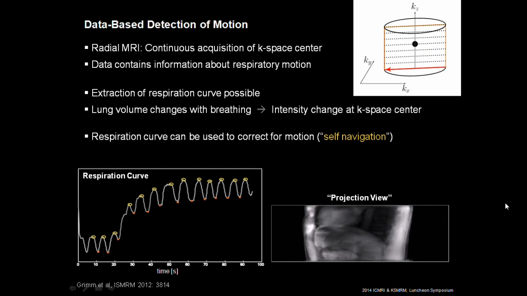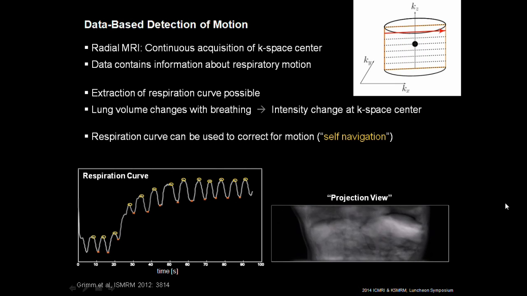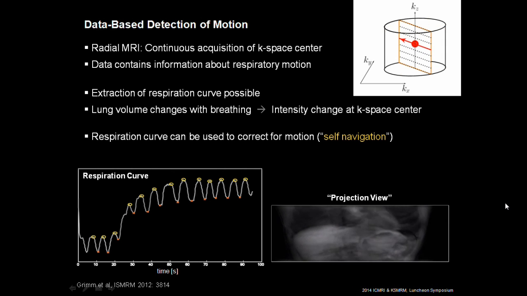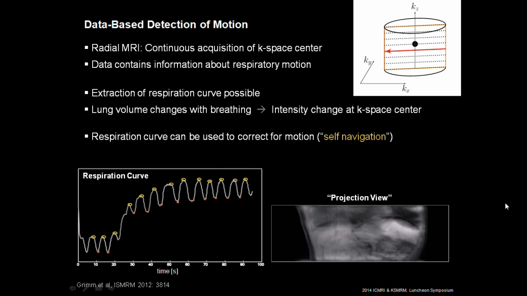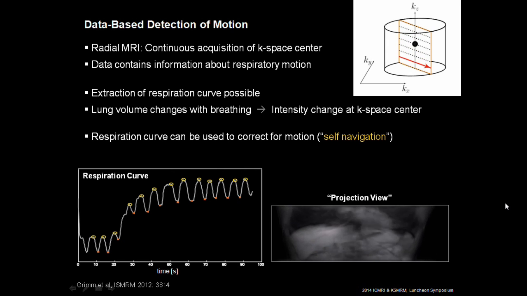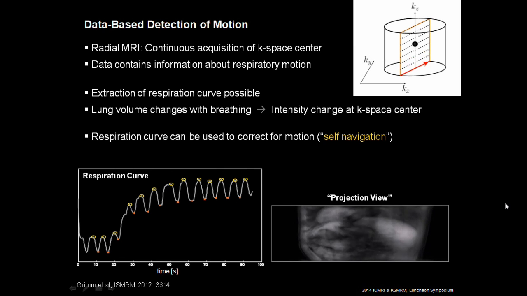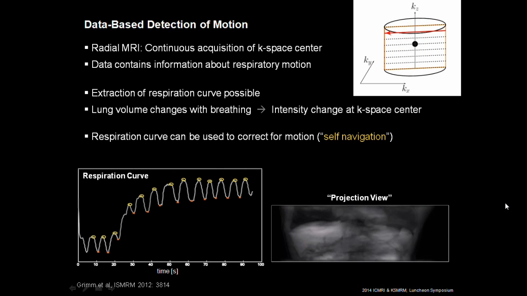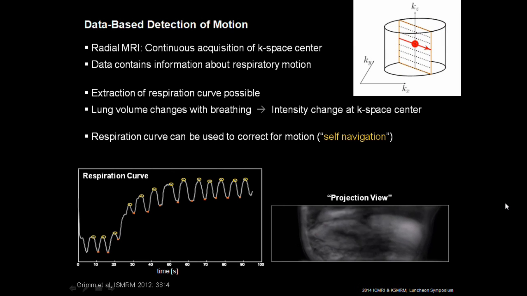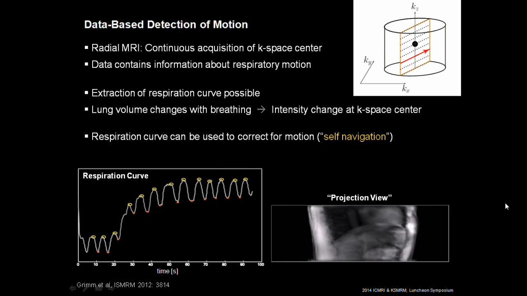And it's also possible to extract a respiration curve from this data. And this is simply possible by plotting the K-space signal intensity whenever we go through the center of K-space. So basically, if we plot the signal intensity whenever we hit this red dot, which you can see in this figure on the top side, we get such a respiration curve, which you can see on the left side. And this respiration curve basically tells us when and how the patient was breathing. And we can actually use this information to correct for such data inconsistencies. And this is a concept known as self-navigation.